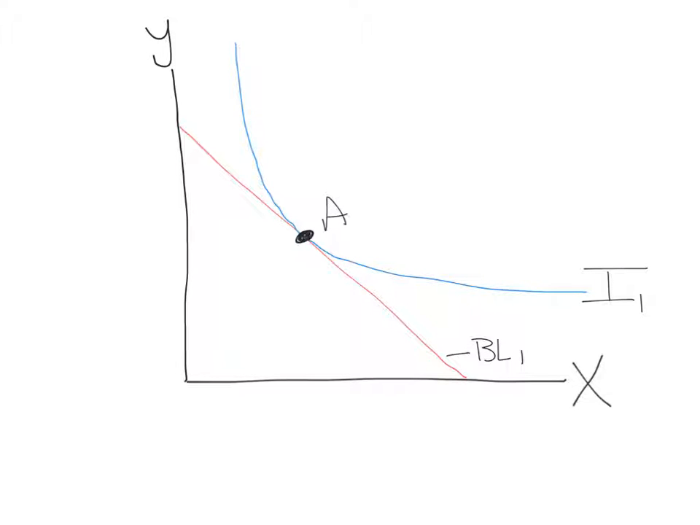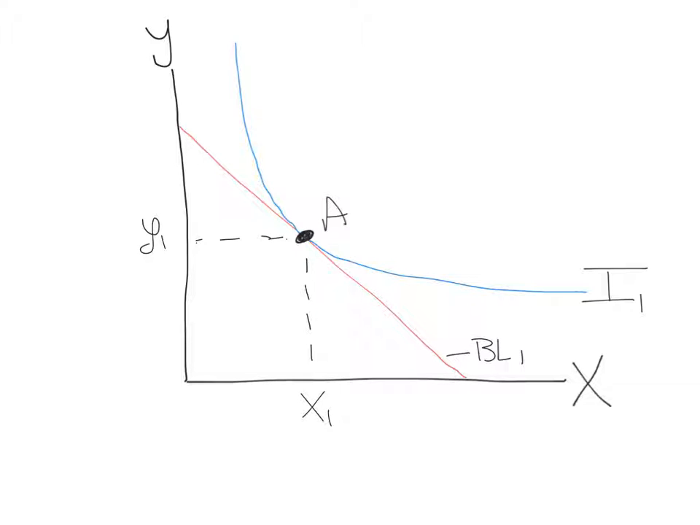So how are we going to use the model? We're essentially going to do comparative statics. We're going to start with an initial point, in this case A, where the consumer is buying the utility-maximizing bundle of Y1 and X1, and say, well, what happens if this happens? So what if the price of X increases?